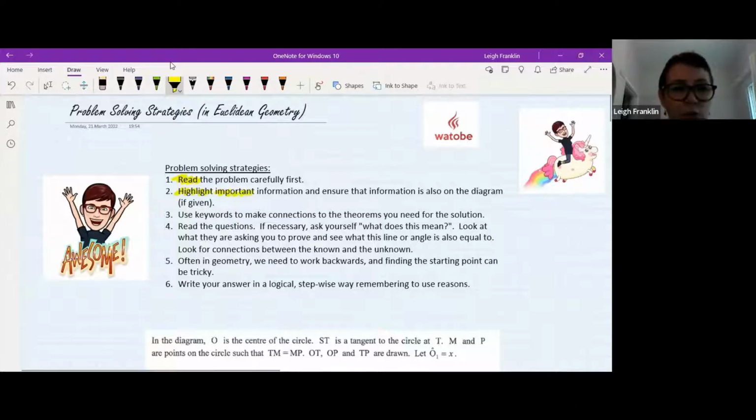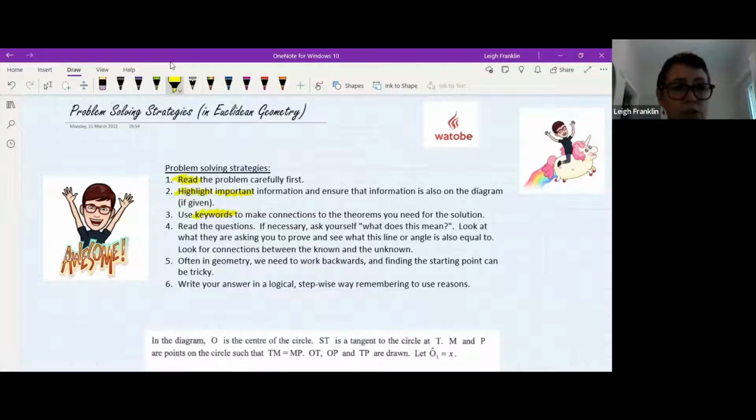The next thing, if you recall, was to use keywords to make connections between theorems that you might have to use for this particular problem. So keywords like the word tangent or center or diameter, things like that. All right, and then we would need to go and link those to the theorems that we know.